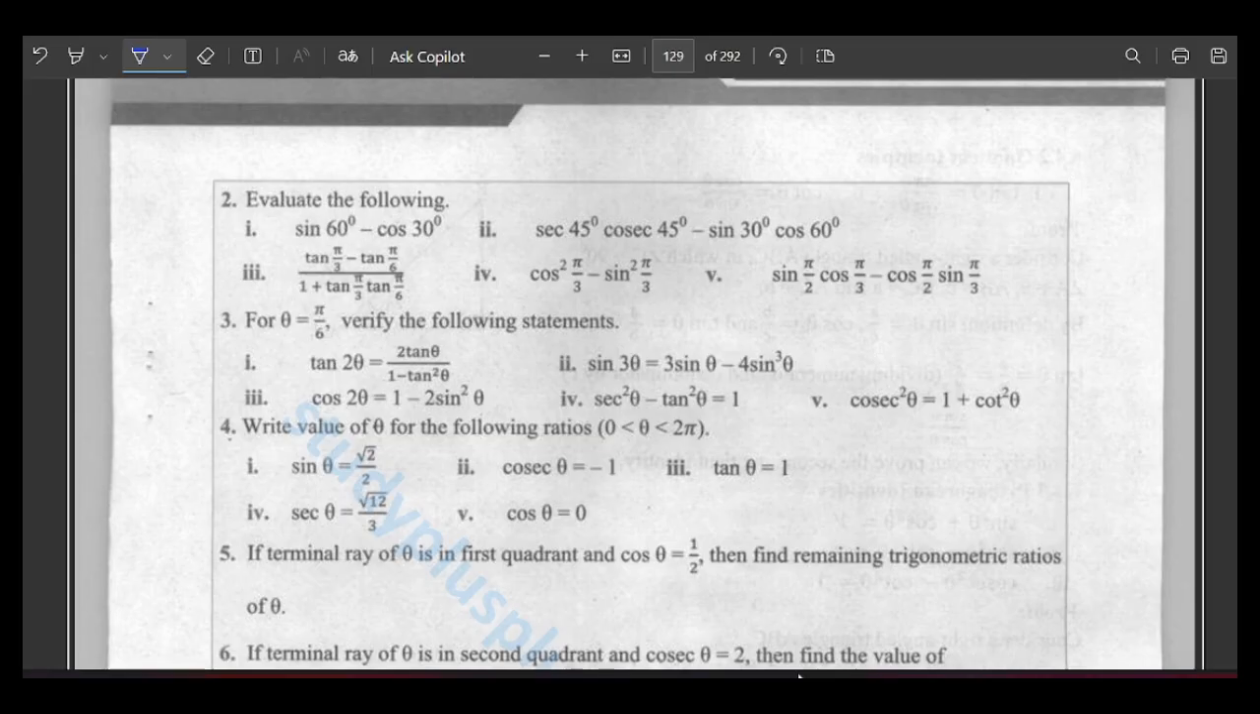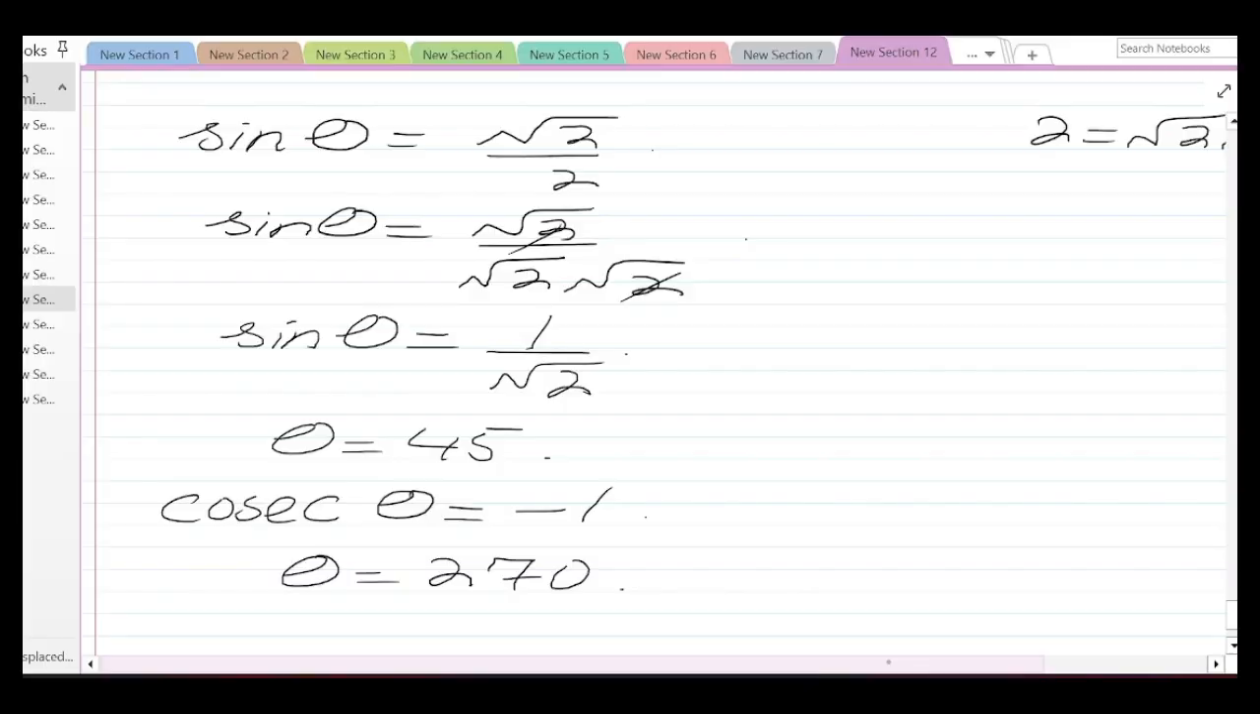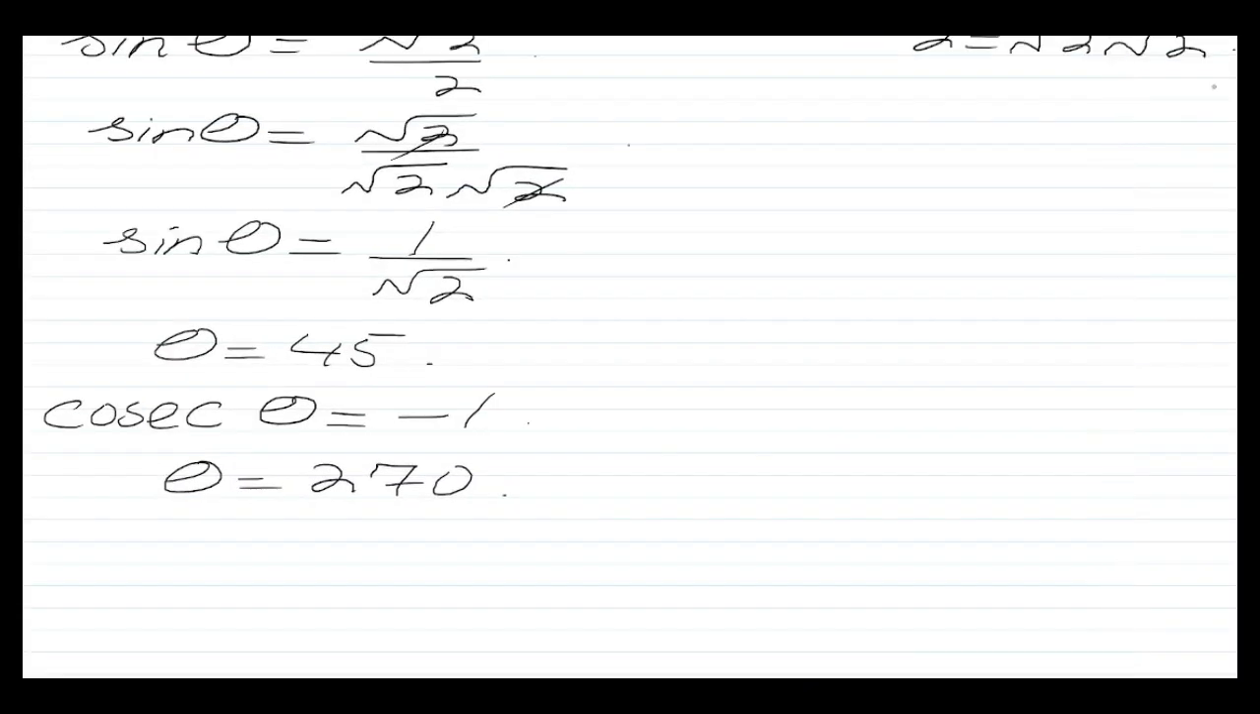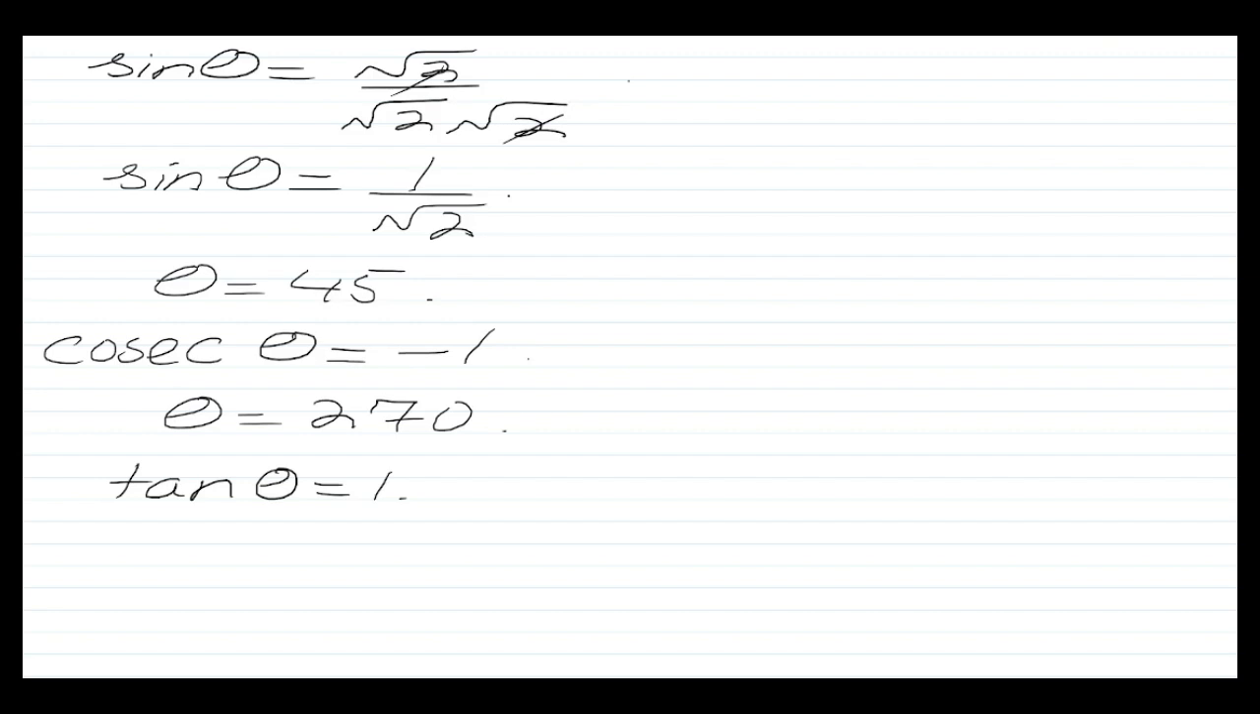Then let's look at the third part. We have tan theta being equal to 1. So let's write here tan theta being equal to 1. So which degree do we have that if we take the tan of that degree, our answer will be 1? That is 45 degree. So we can write theta is equal to 45 degree.